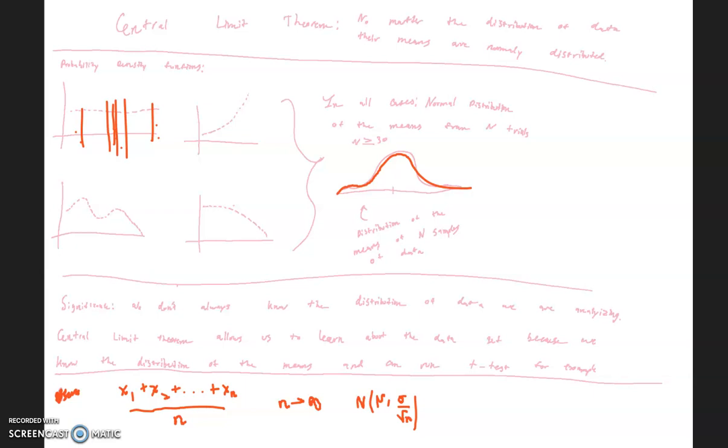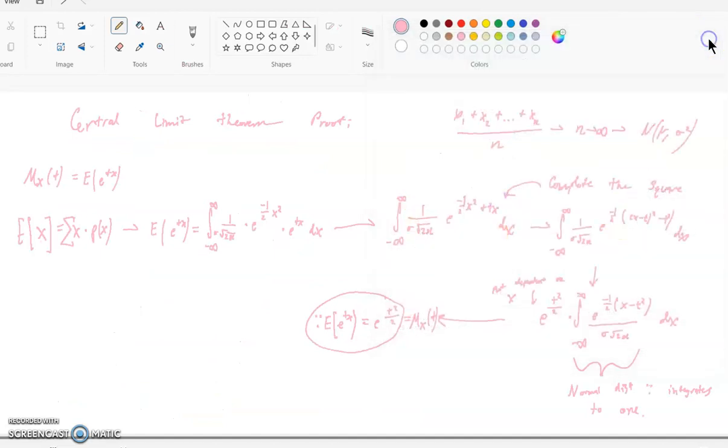Now, moving on, I just want to move on to a separate page for a little proof. This is a very complex proof, so I'm just going to breeze through it.